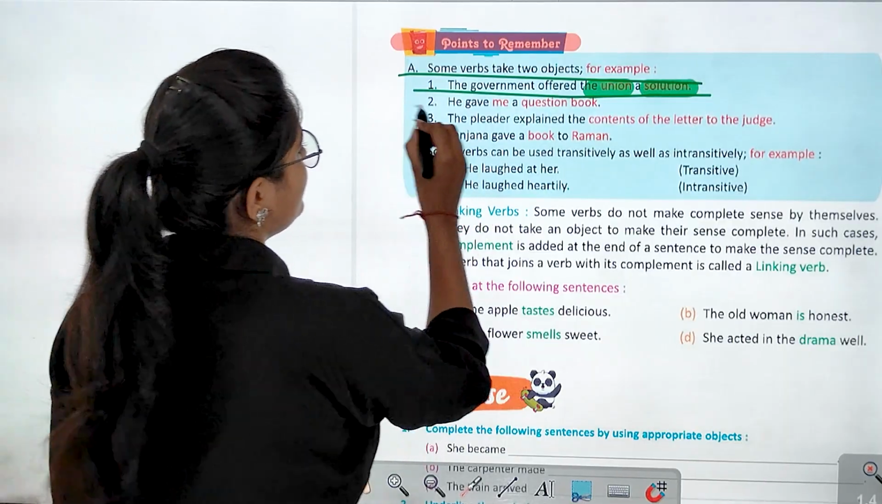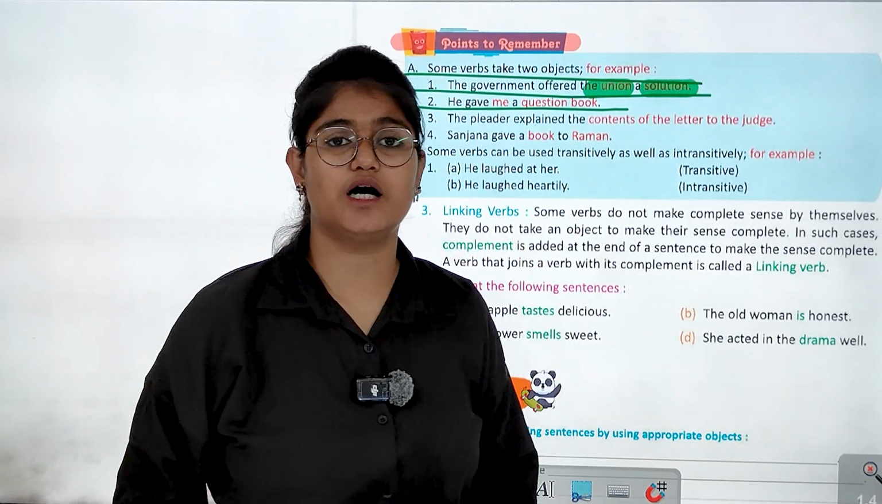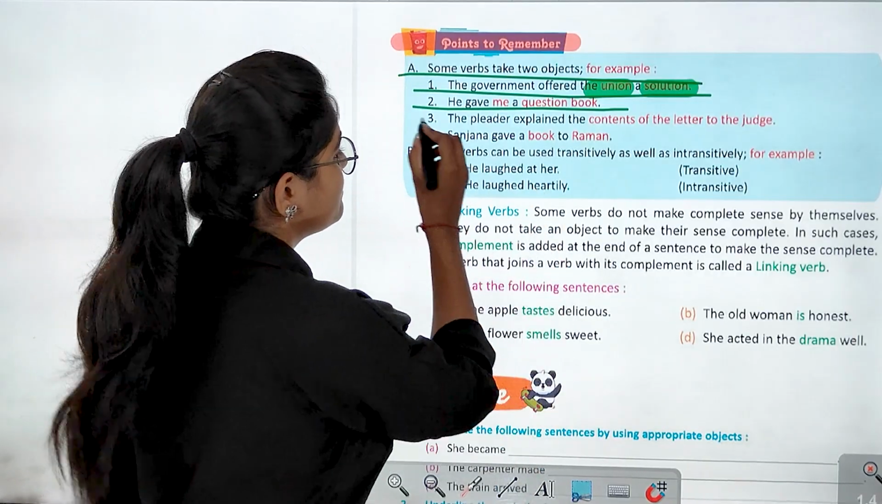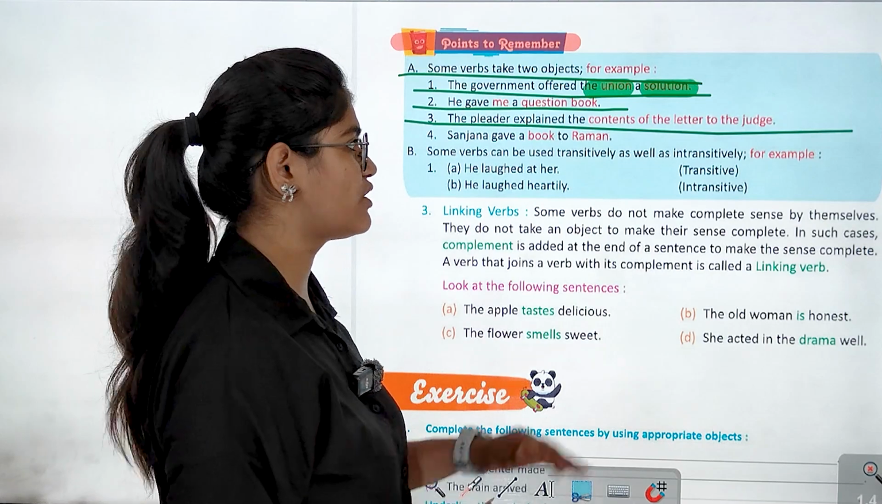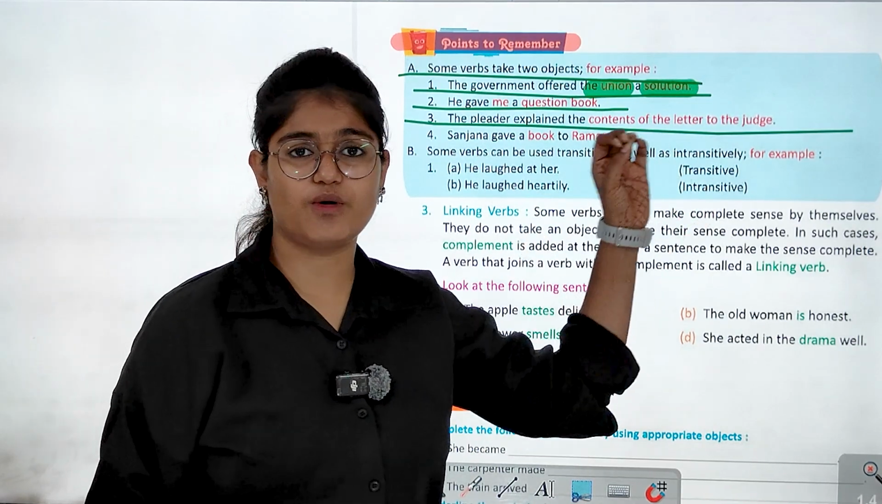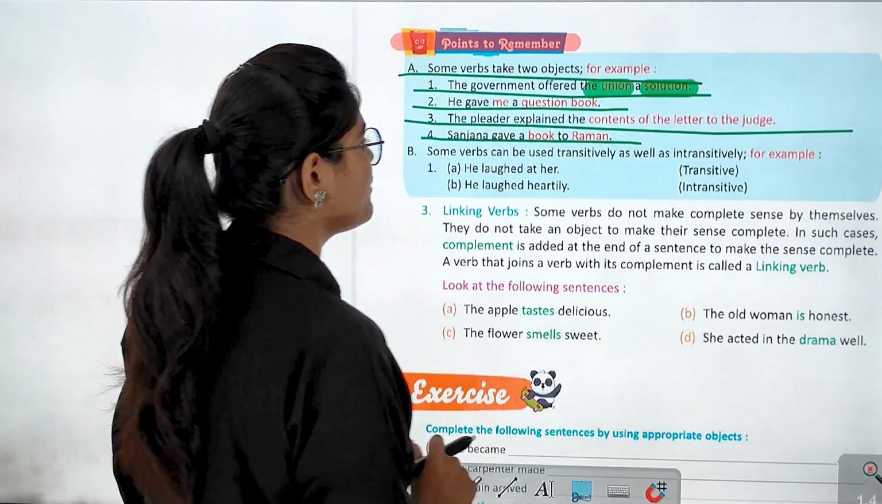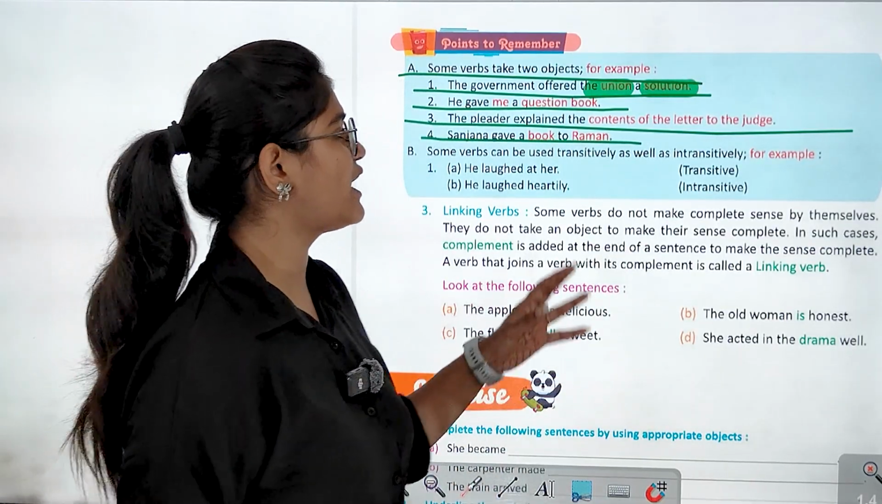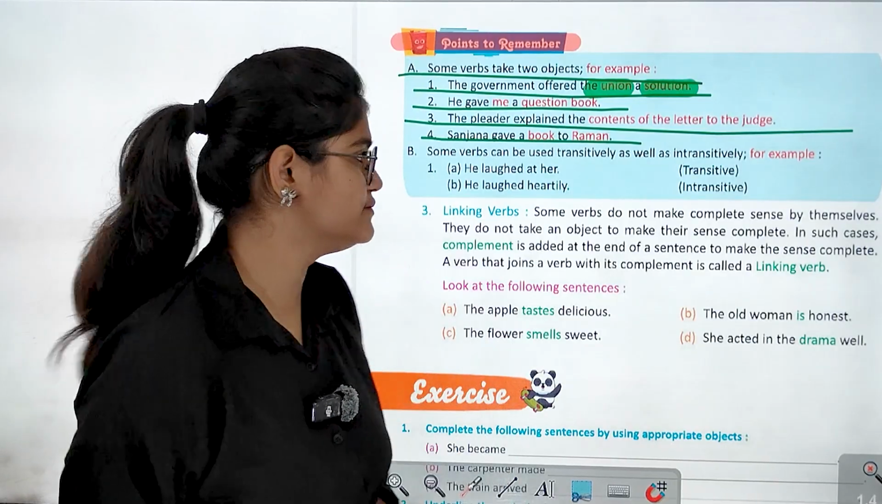After that he gave me a question book. So me and question book both are the objects. The pleader explained the contents of the letter to the judge. The contents of the letter to the judge, all these are the objects in these sentences. Sanjana gave a book to Raman. So book and Raman both are the objects over here, right?